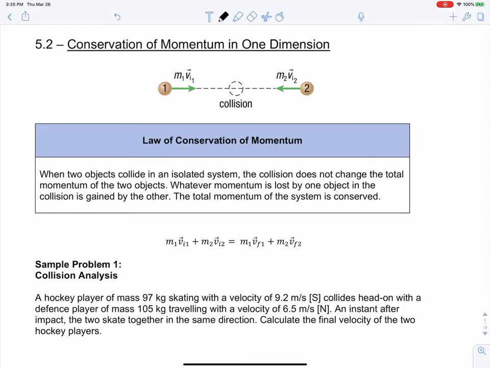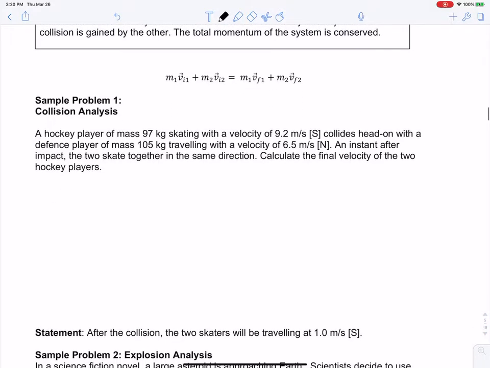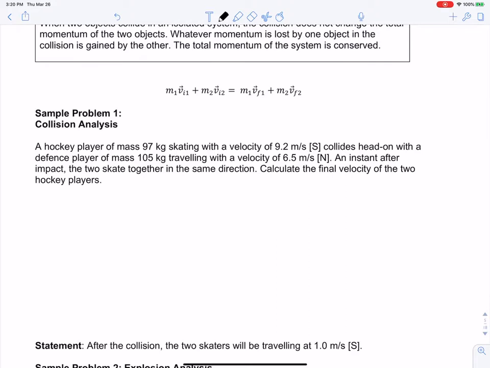It's best to understand this by trying a sample problem. Let's try sample problem number 1. A hockey player of mass 97 kilograms skating with a velocity of 9.2 meters per second south collides head-on with a defense player of mass 105 kilograms traveling with a velocity of 6.5 meters per second north. An instant after the impact, the two skate together in the same direction. Let's find the final velocity of the two hockey players. Note that the final velocity for hockey player number 1 and for hockey player number 2 will be the same.